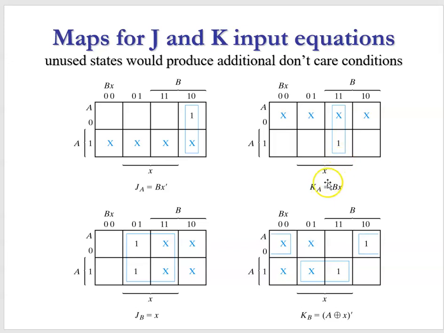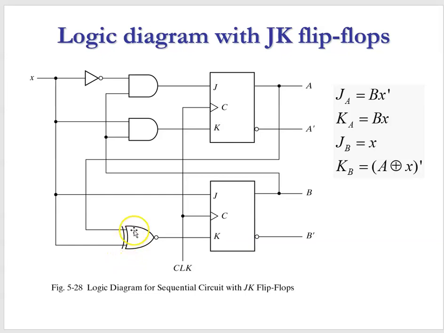Similarly, BX for our K, and then JB is just X, and KB is, we can write that as A exclusive OR X prime, meaning it's A exclusive NOR with X, the not of that. And then we culminate with our logic diagram. And this is a sequential circuit for something that we have looked at in the past, but now we've implemented it with the JK flip-flop. All right, in the next video, we will look at a T flip-flop.